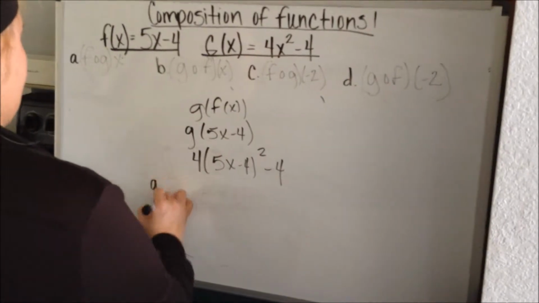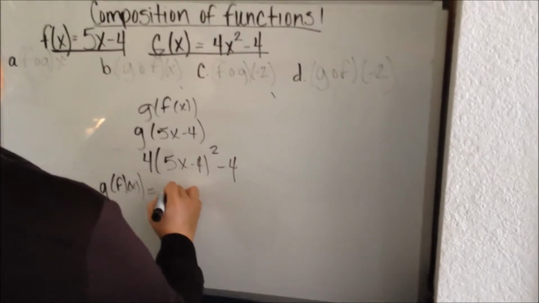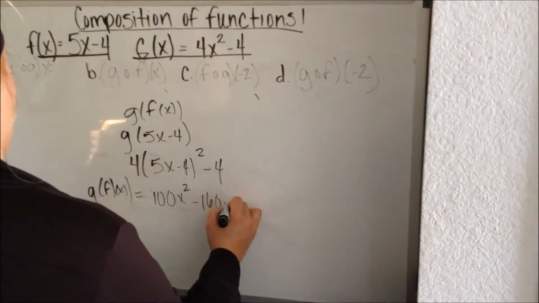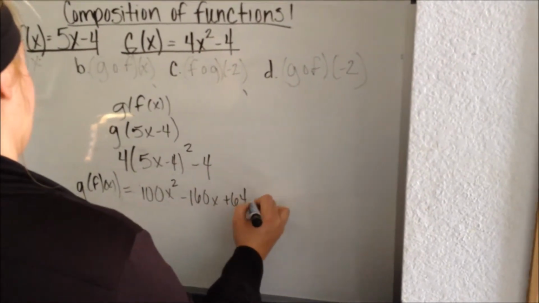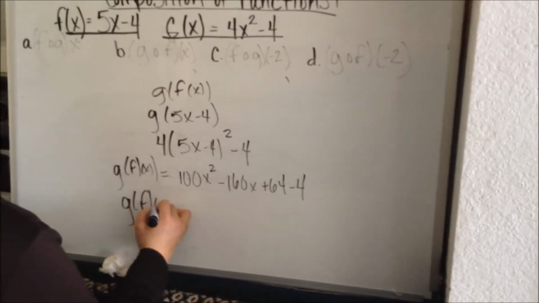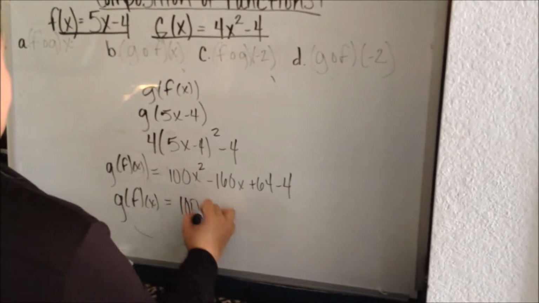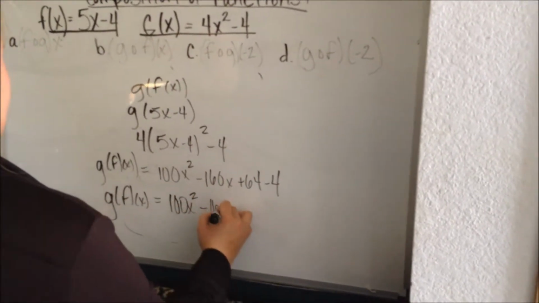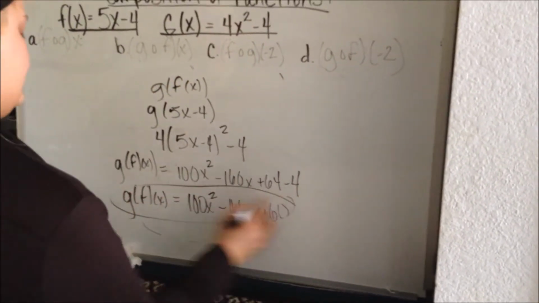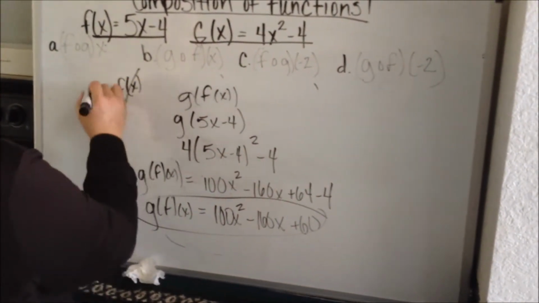So then g of f of x equals 100x squared minus 160x plus 64 minus 4. So then g of f of x equals 100x squared minus 160x plus 60. And that is your answer for g of f of x when you plug in.